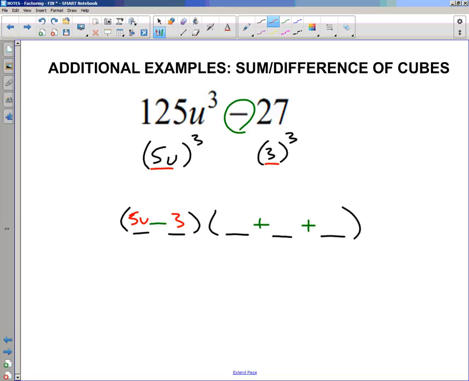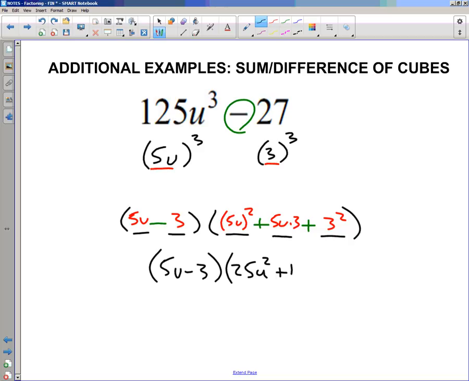We need to square both of those things at the beginning and end of the trinomial. And for a middle term in our trinomial, we need to multiply them together. So 5u times 3. So let's go ahead and simplify this. Final answer is going to be 5u minus 3. We need to square 5u, squaring both the 5 and the u. 5u times 3 is 15u, and 3 squared is 9.